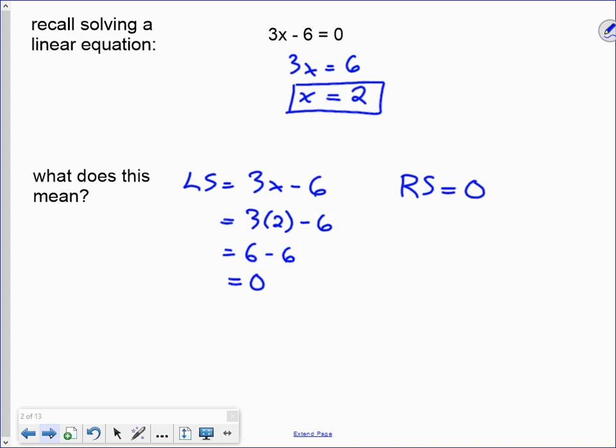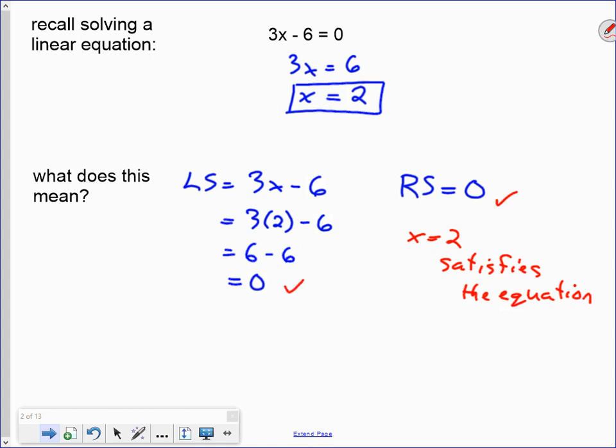We might say it satisfies the equation. x equals 2 satisfies the equation because it makes the left side equal to the right side.